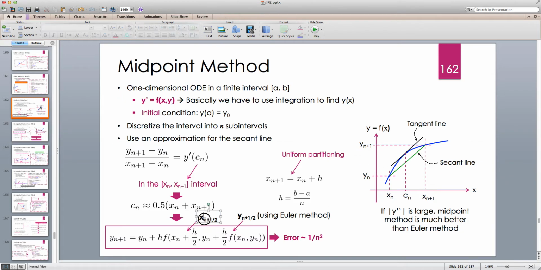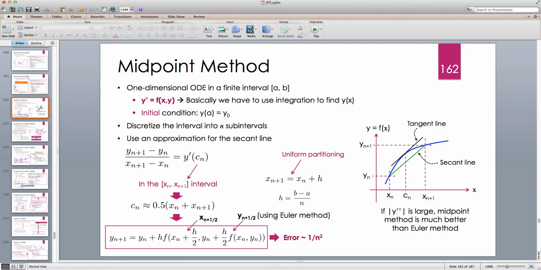So for midpoints, we always use the index n plus 1/2. It doesn't really mean anything. It just indicates that we're at the midpoint of the nth interval. From xn to xn plus 1, we typically use the notation xn plus 1/2 to denote the midpoint of xn and xn plus 1. Similarly, from yn to yn plus 1, the midpoint we denote by yn plus 1/2. All right, so I know xn plus 1/2, but I do not know yn plus 1/2.